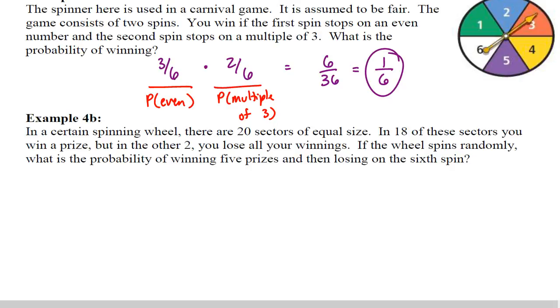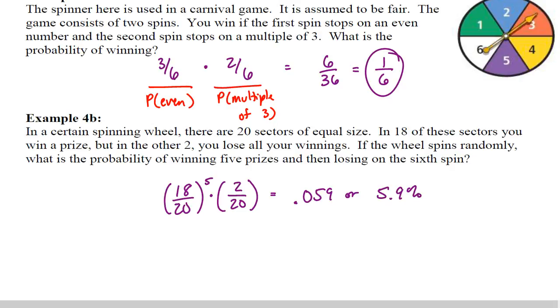So here's the way that's going to work. We're going to set this up like this because we can use exponents here to make it a little easier. Because we're spinning 5 times, our exponent is 5. Each of those times we spin, we have an 18 in 20 chance of winning. Now on the 6th spin, we're going to have a 2 in 20 chance of losing. And if you multiply those together, this time we're going to write this as a decimal, 0.059 or 5.9%. Which isn't something we've really talked about so far.